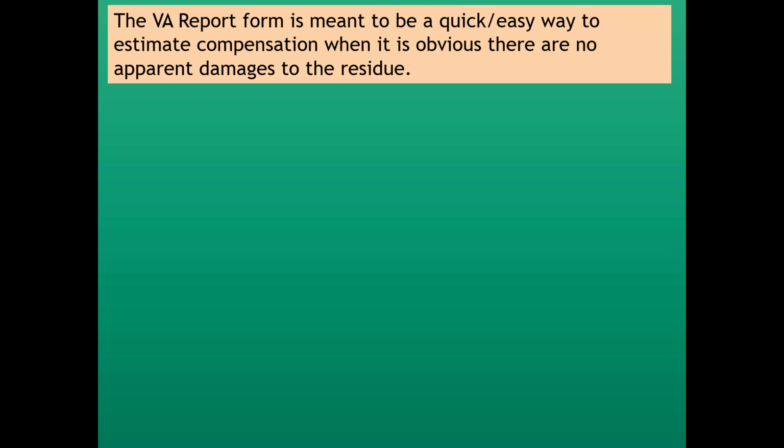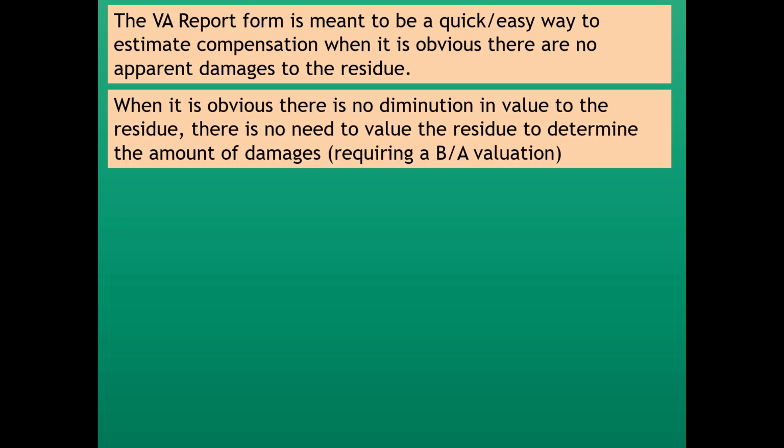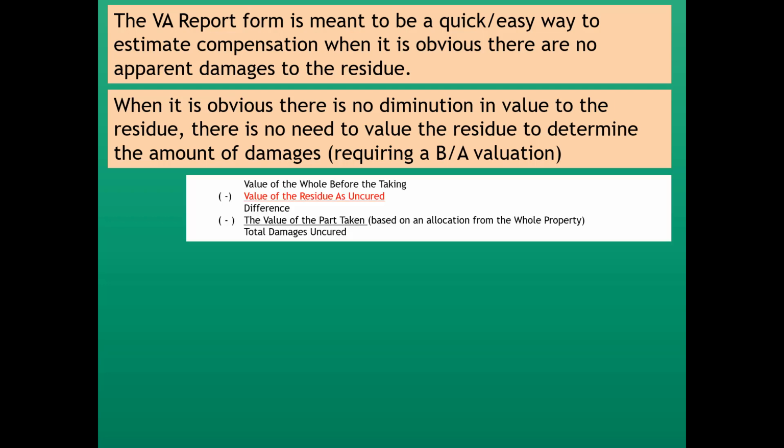The VA report form is meant to be a quick and easy way to estimate compensation when it's obvious there are no apparent damages to the residue. When it's obvious there is no diminution in value to the residue, there's no need to value the residue to determine the amount of damages, because to estimate damages requires a before and after valuation, which is the value of the whole before the taking, and then a value of the residue as cured. Those are two different appraisals.